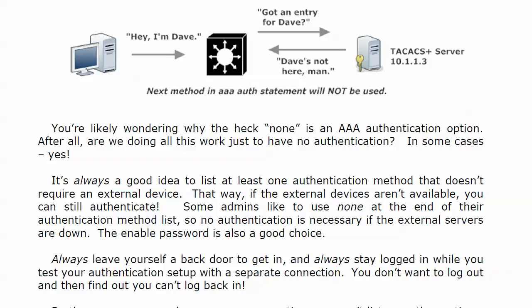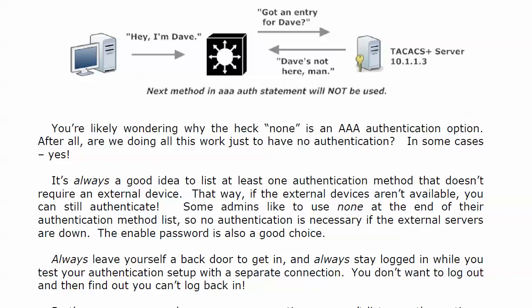It is always a good idea to list at least one authentication method that does not require an external device. Because what happens occasionally with connections to external devices, they go down, or the external device goes down. The more hardware you have, the bigger the chance that something's going to go wrong somewhere. Well, what you don't want is a situation where one external device isn't available and then we can't authenticate anybody. We can't have that. That's like a single point of failure.